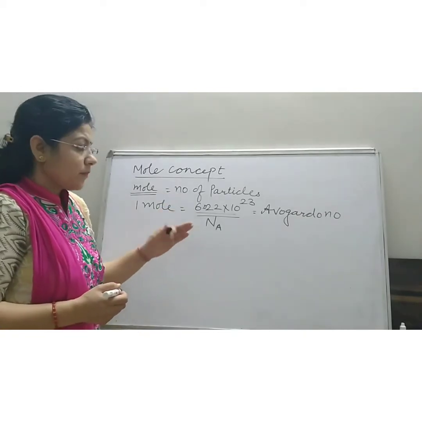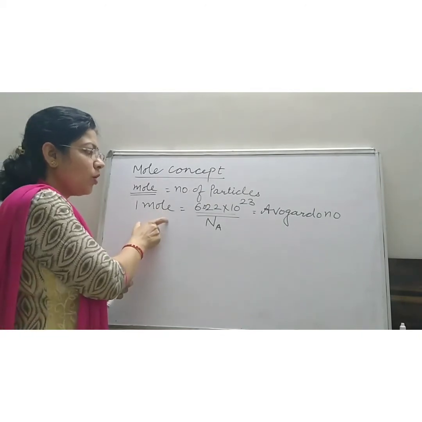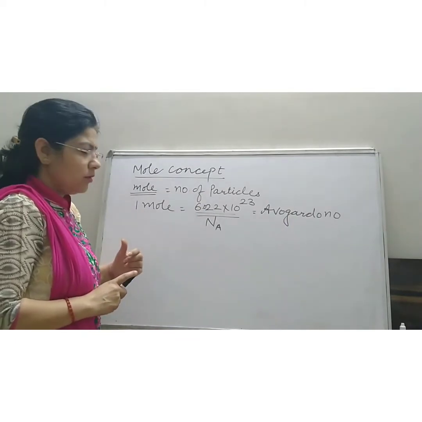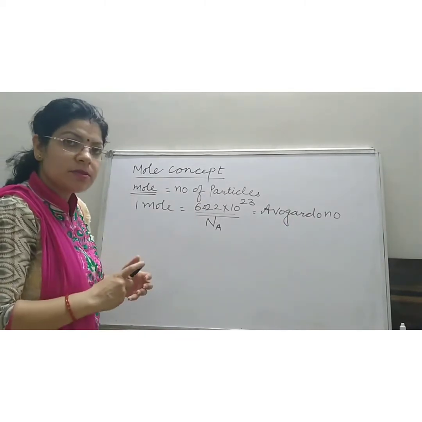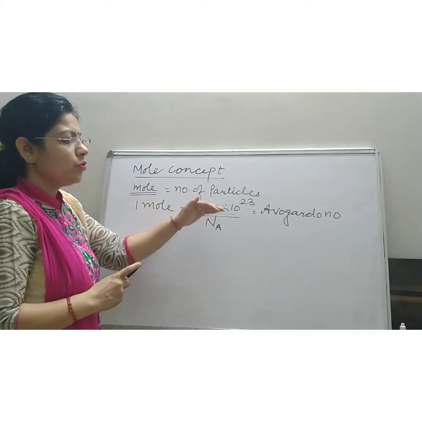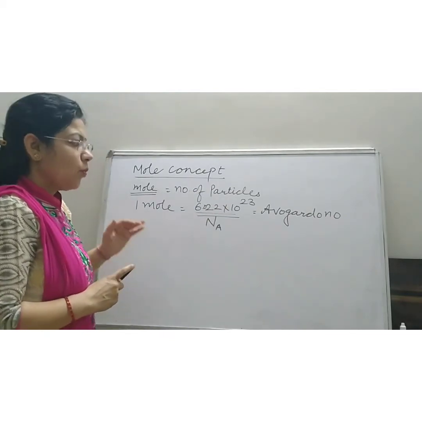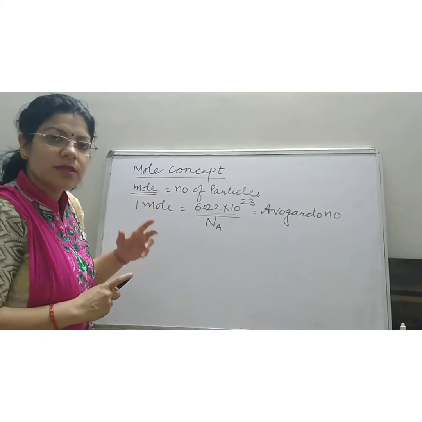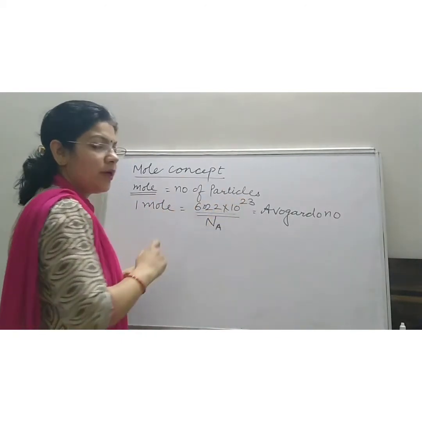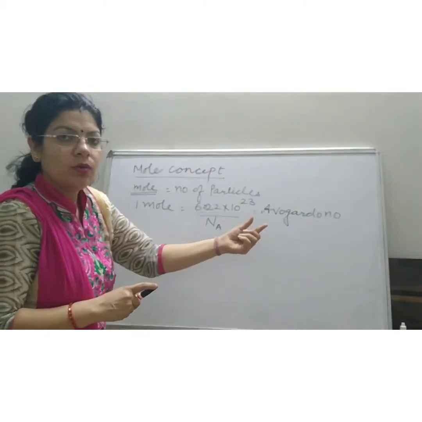Here N is the number of the particles and A is for Avogadro, the name of the scientist. Now how do we define 1 mole in terms of the particles? 1 mole is the quantity of the substance that contains 6.022 into 10 raised to power 23 particles, or 1 Avogadro number.